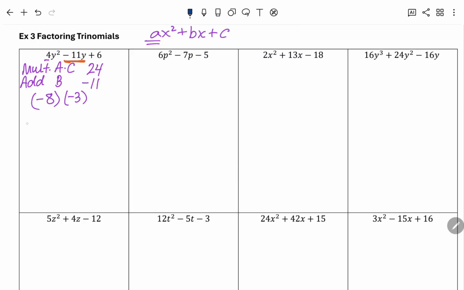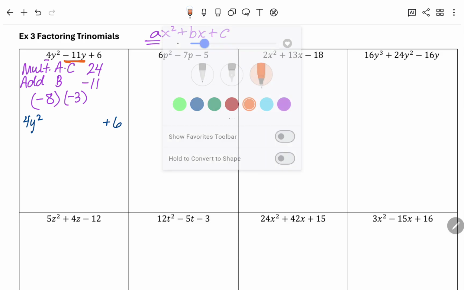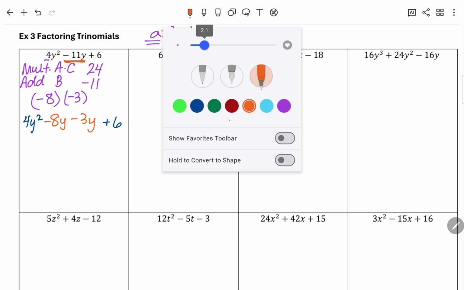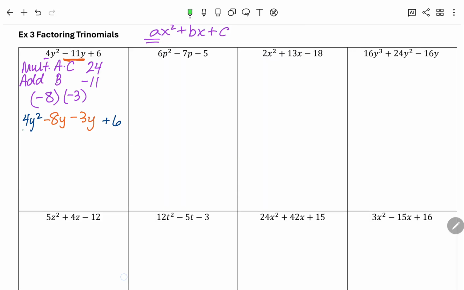We are going to bring down the 4y squared, and we're going to bring down the plus 6. And instead of having minus 11y, I'm going to write it as minus 8y minus 3y. Notice that this is exactly the same thing as what I started with, right? It's equivalent. But by doing this, I've now created a 4-term polynomial that will work with my factor by grouping.